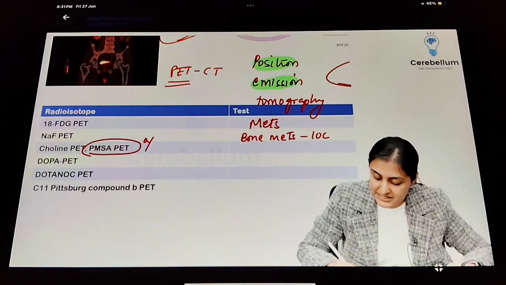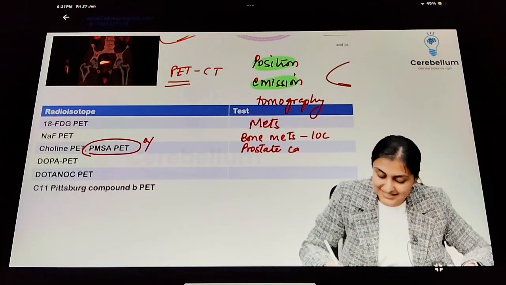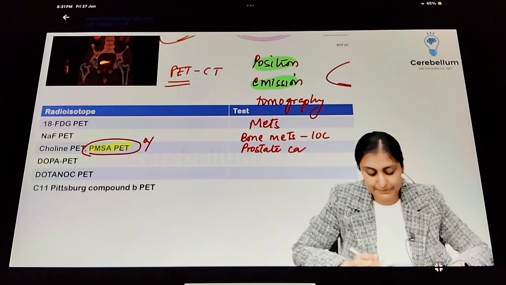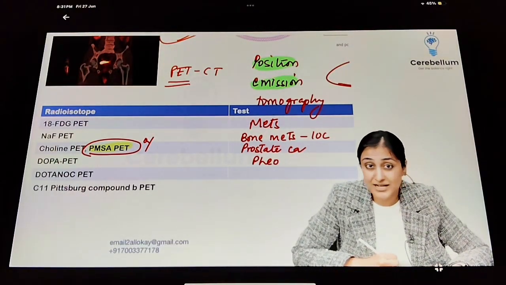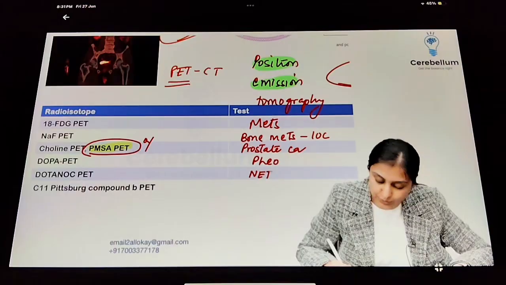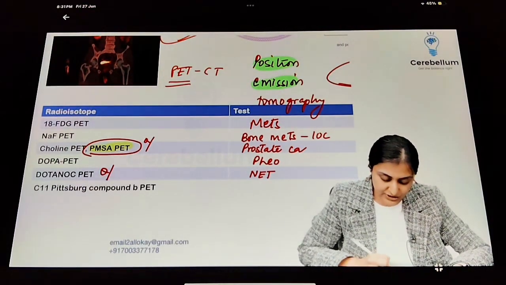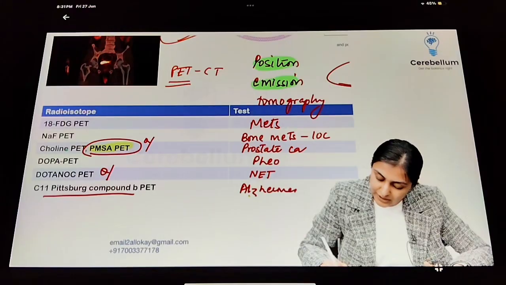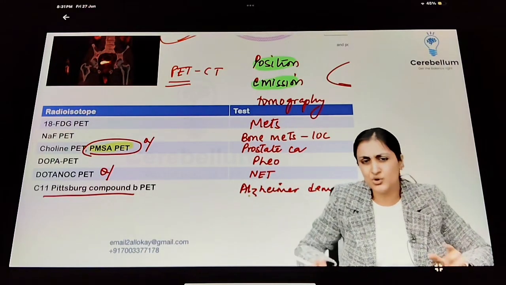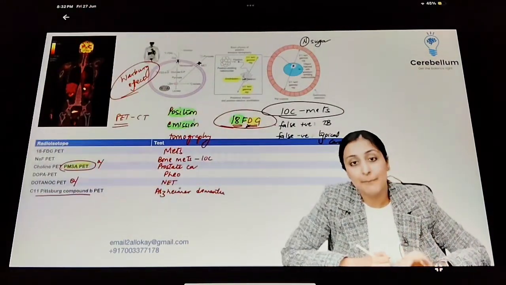Choline or PSMA PET is something that is very, very useful in prostate CA. PSMA stands for prostate specific membrane antigen. DOPA PET is what you see for pheochromocytoma. DOTATOC PET is used in neuroendocrine tumors, very, very important potential question. And C11 Pittsburgh compound is a recent advance that is being done for Alzheimer's dementia. So few recent advances, potential questions from PET scan.